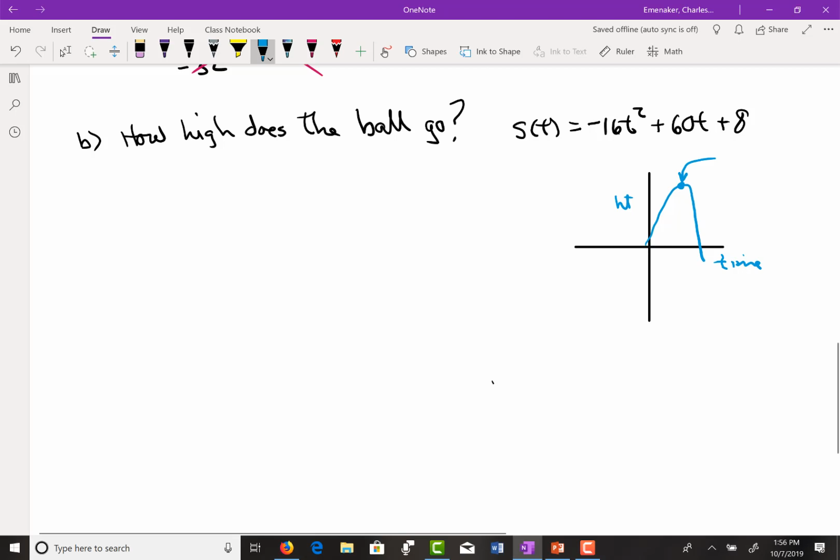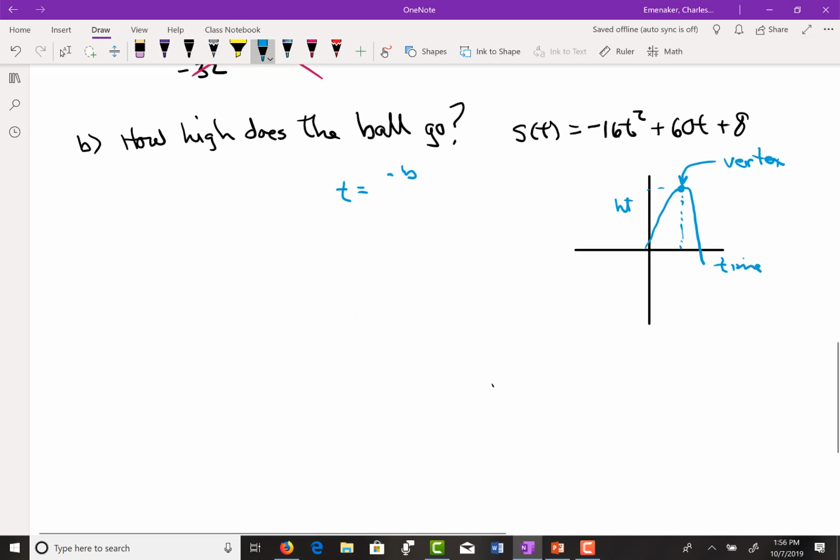What's that location right there called? It's the vertex, isn't it? And we want to know at what time, first off. And once we know the time, we can figure out the height. How can we figure out the time here? Well, if you recall back, the vertex is at negative b over 2a. Does that look familiar from somewhere? Okay, the vertex occurs at negative b over 2a.